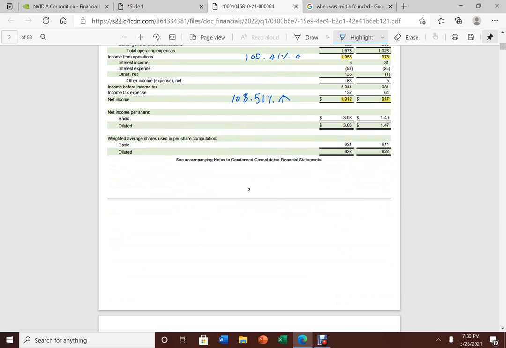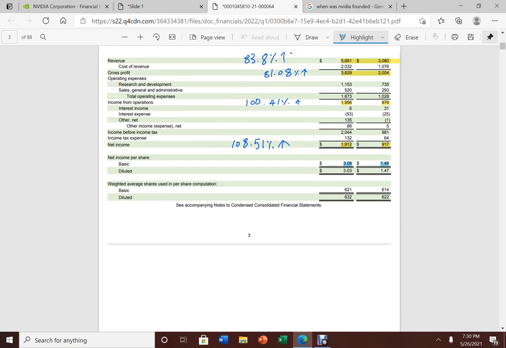If you look here, their earnings per share increased more than double on a year-over-year basis, which is, again, absolutely amazing news.